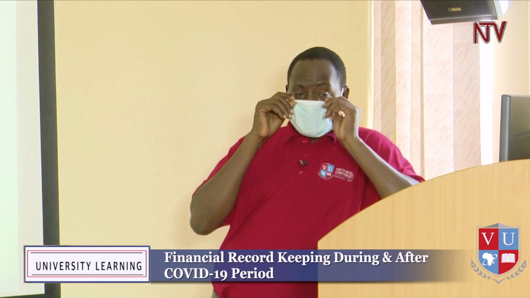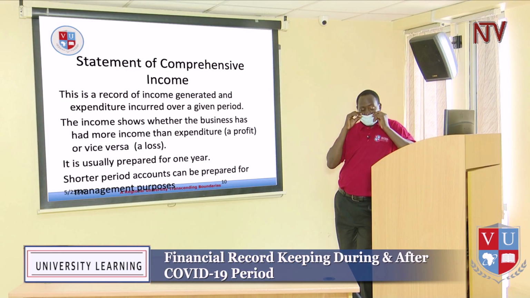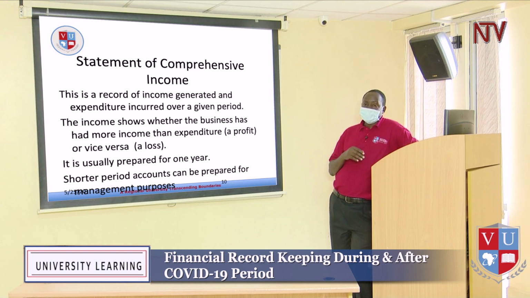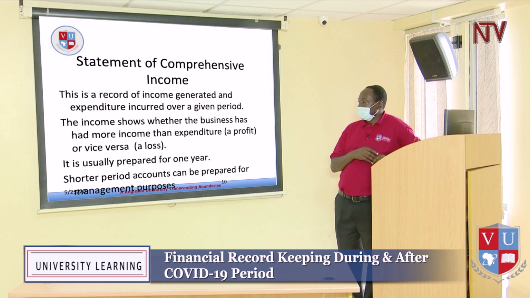Now, we said that we keep these financial records, among other things, to find out the financial performance. Now, one of the key statements in our accounts that can show us the financial performance is the statement of comprehensive income. It shows us the revenue that the entity has generated in the period. It also shows us the expenses that have been incurred to make that income possible. And if the income exceeds the expenses, then we have a profit. If the expenses exceed the income, then we have a loss.